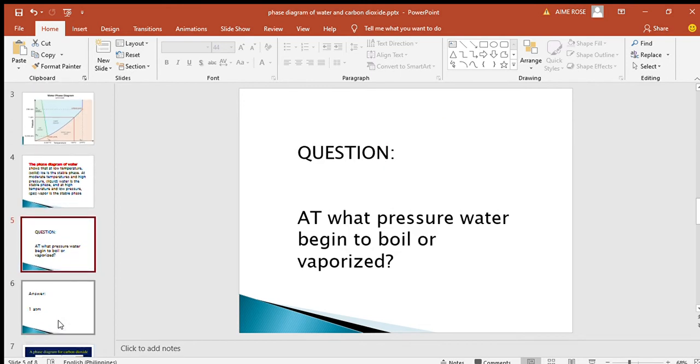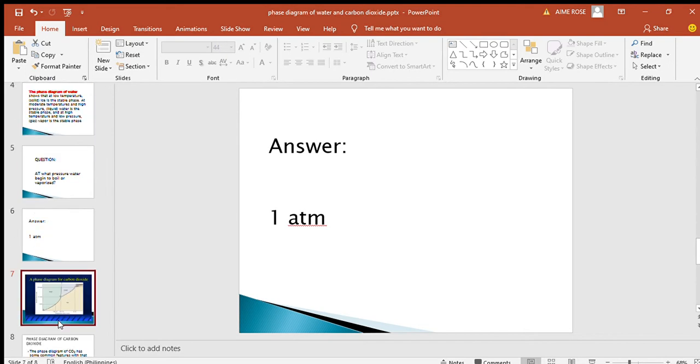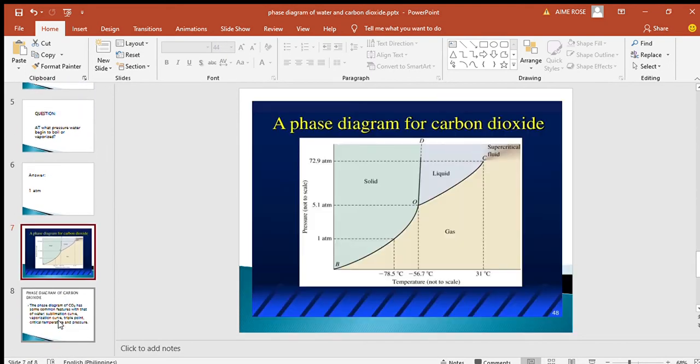Question: at what pressure does water begin to boil or vaporize? Correct, at 1 atmosphere. Now let's go to the phase diagram for carbon dioxide. This phase diagram of carbon dioxide is somehow the same as the phase diagram of water.